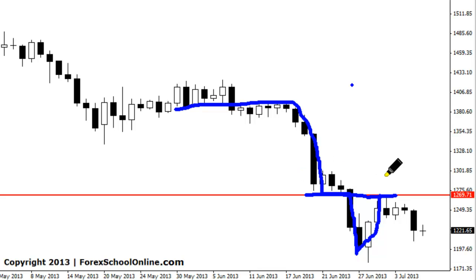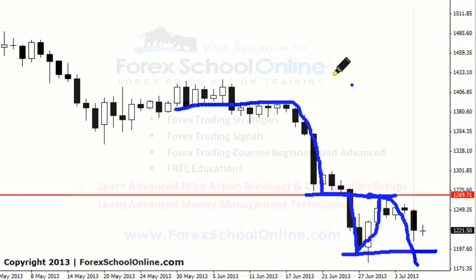This is a very high probability pattern to work out. You'll target the lows, and it's a very high probability pattern. It's with the trend, and it forms in the Forex market time and time again.